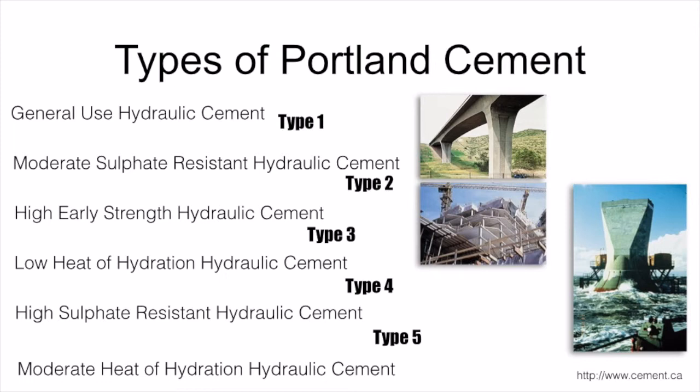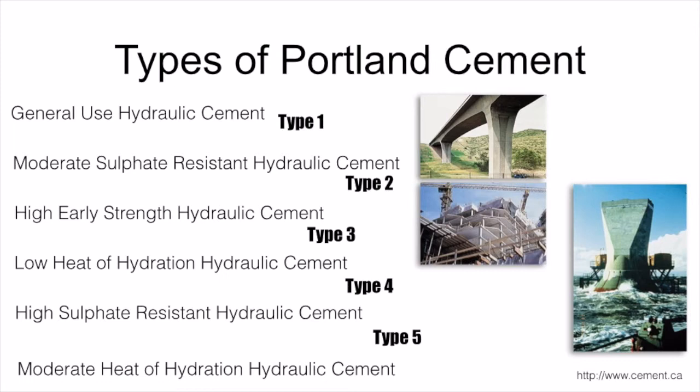High early strength hydraulic cement is pretty much the same as general cement mixture, but is ground into a finer powder. It is used when forms need to be removed rapidly or when the structure must be put into service quickly. In cold weather, its use reduces the length of the curing period. Low heat of hydration hydraulic cement is used where the rate and amount of heat from the hydration must be minimized. It develops strength at a slower rate than other cement types.